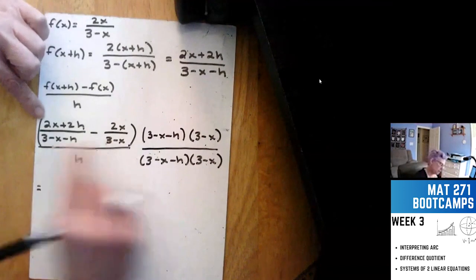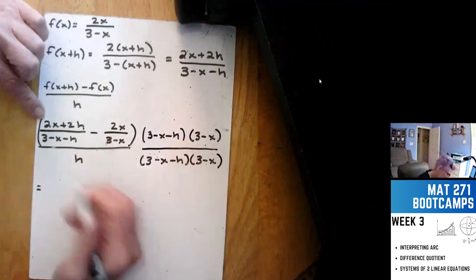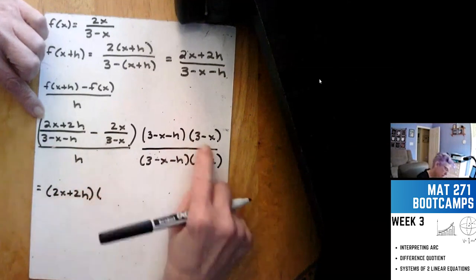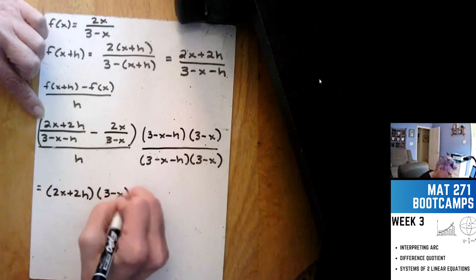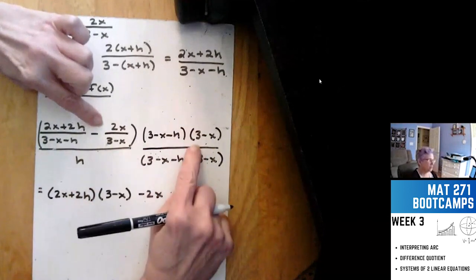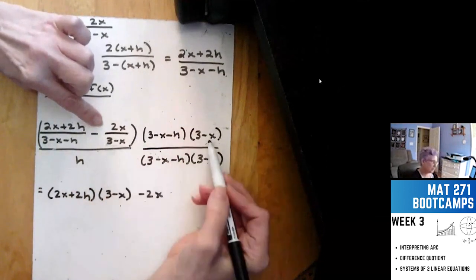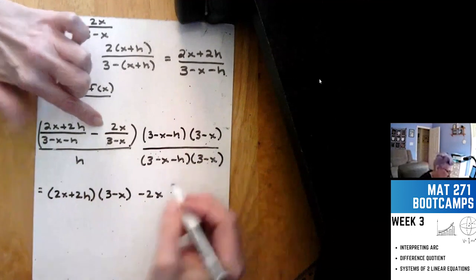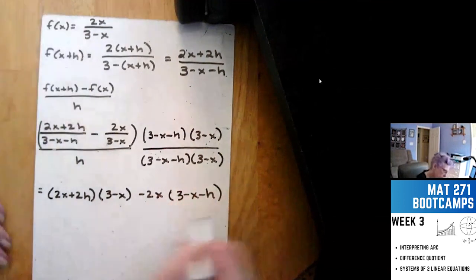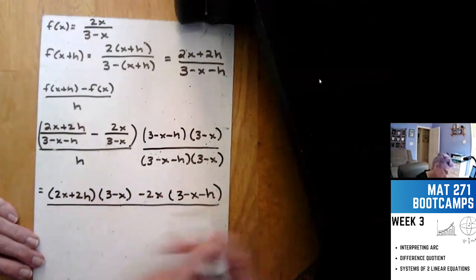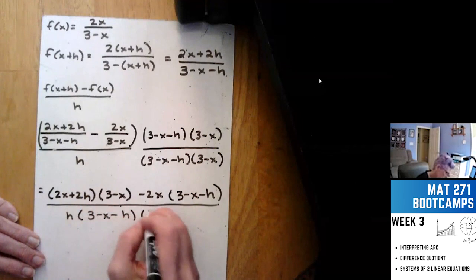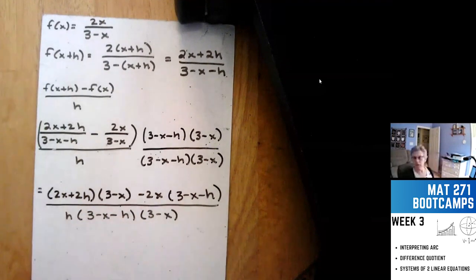So I multiplied this one times the least common denominator, 2x plus 2h times the 3 minus x that I'm left with. I multiplied this term by the least common denominator. 3 minus x cancels with 3 minus x. I multiplied 2x times the 3 minus x minus h that I'm left with. And now I have h times the least common denominator.